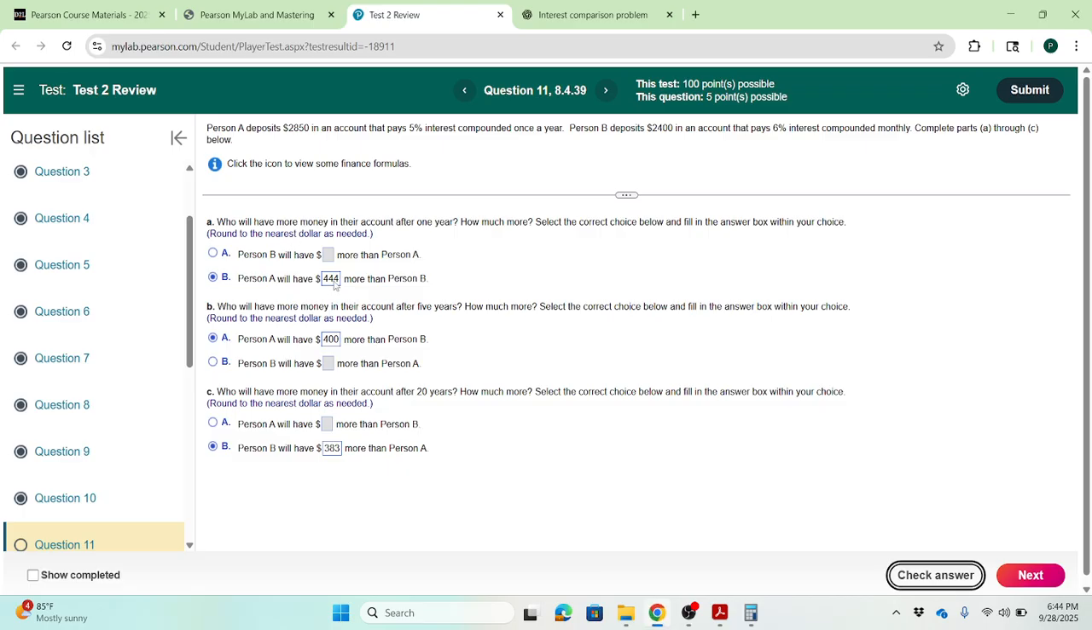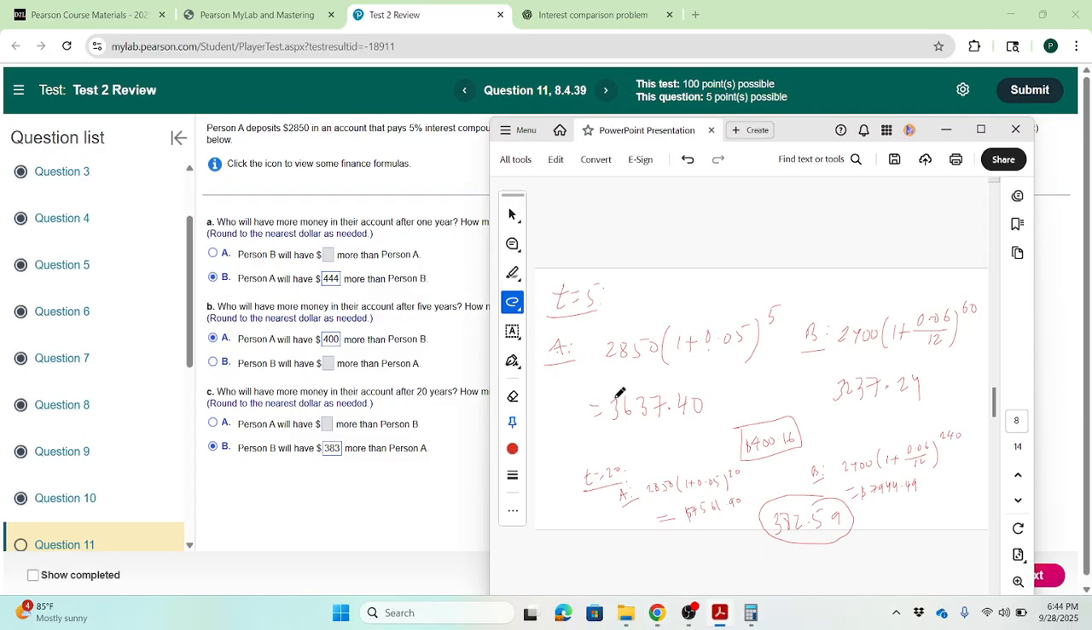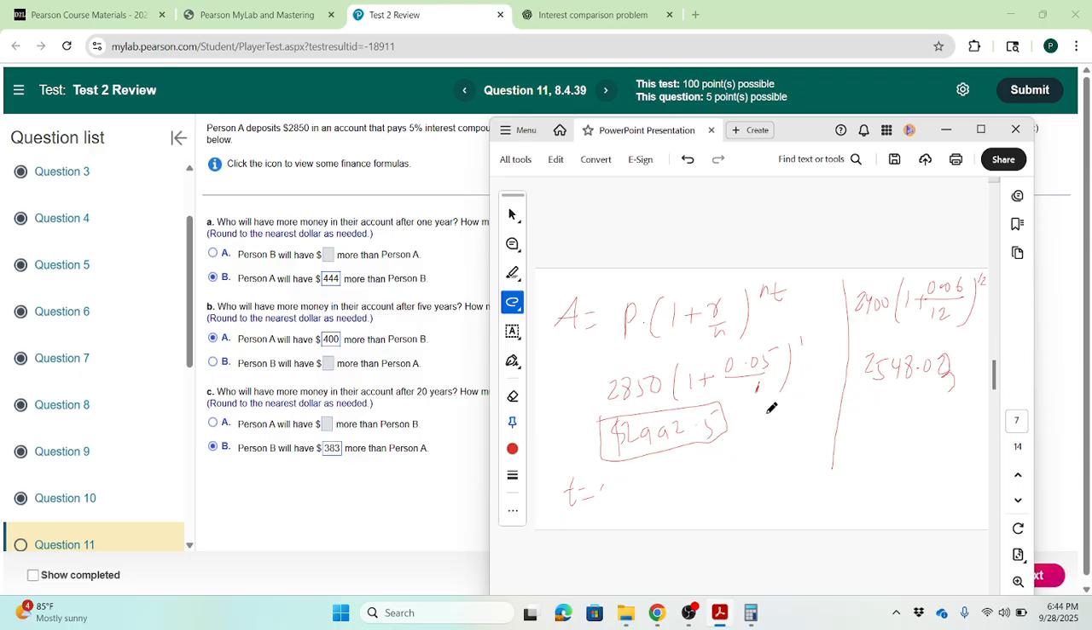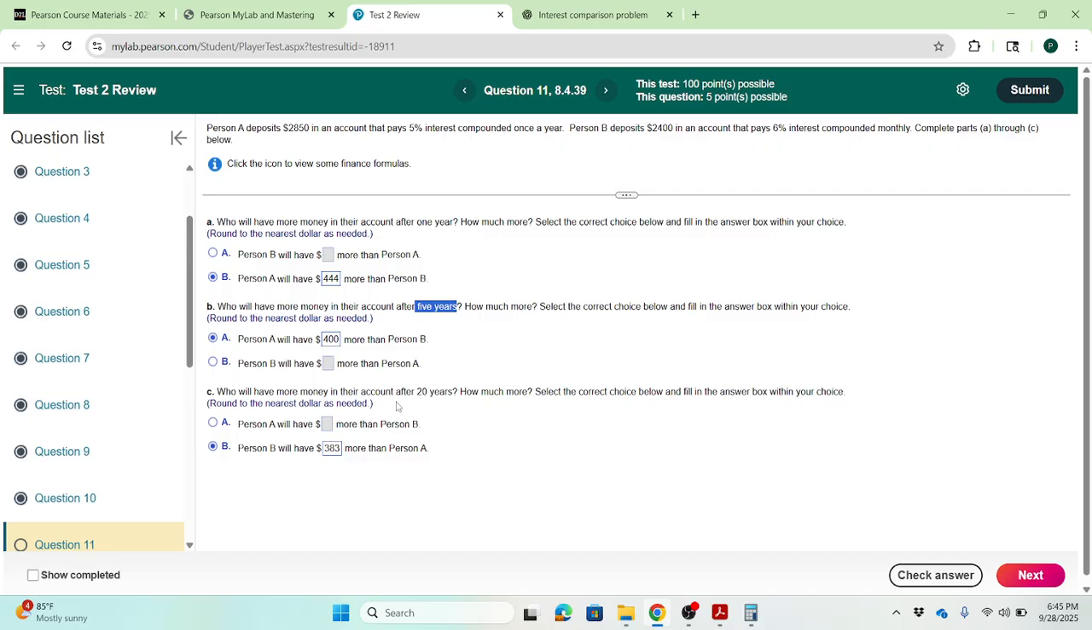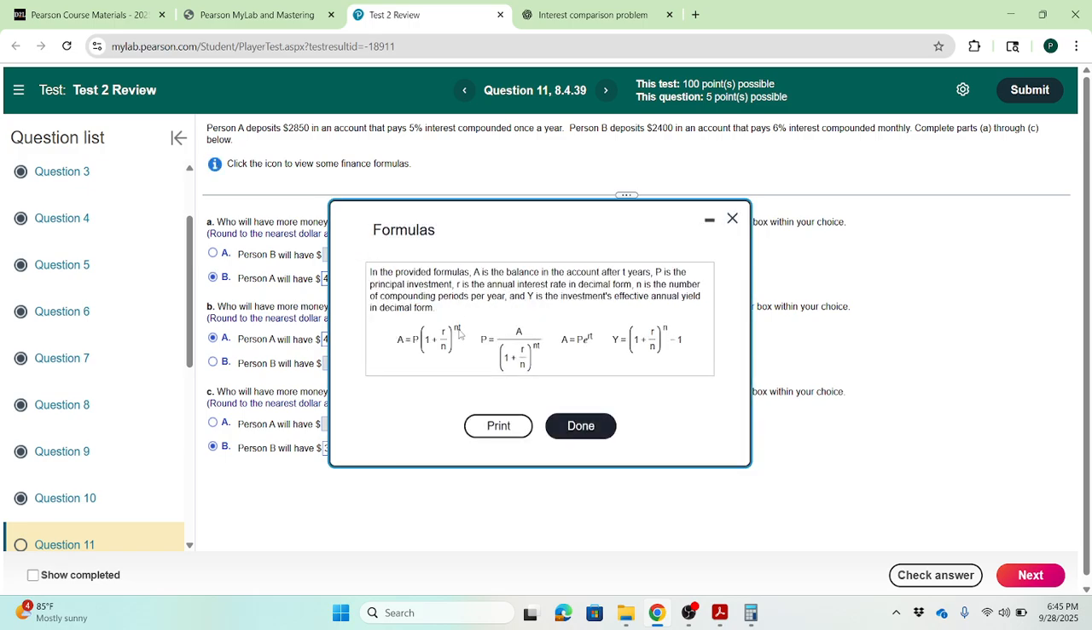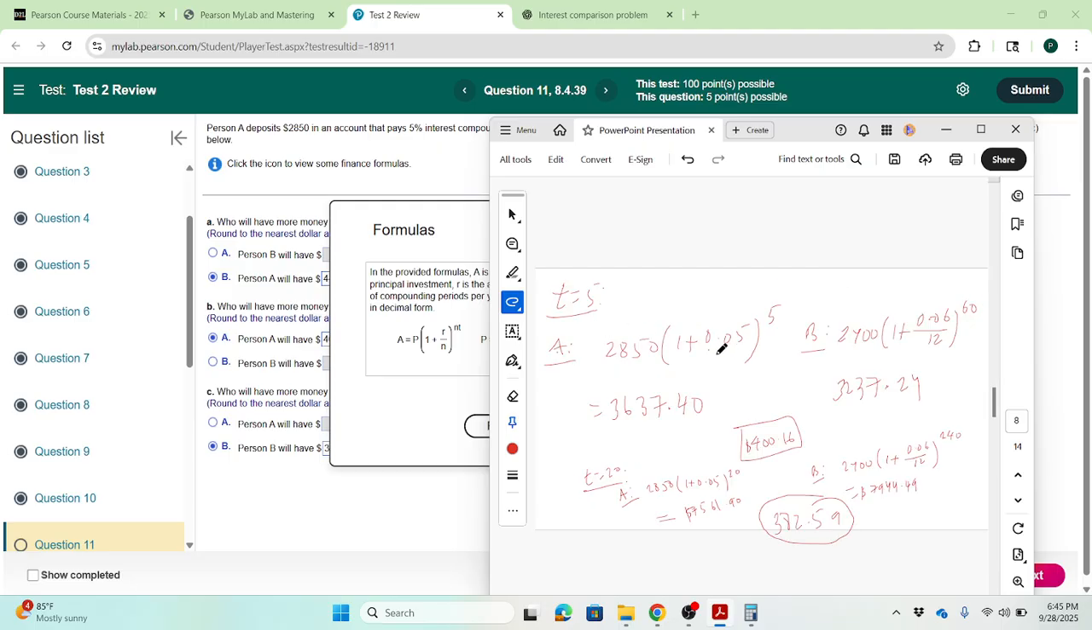Okay, in this question, I have to correct one thing. Here, the answer is supposed to be rounded to the nearest dollar. When you find the difference between them, the nearest dollar is 444 bucks. Part B and part C are very similar. The only difference is in part B the number of years is 5, and in part C it is 20. So in this formula, we are just going to replace t by 5 and 20. I already did this calculation because it takes time.